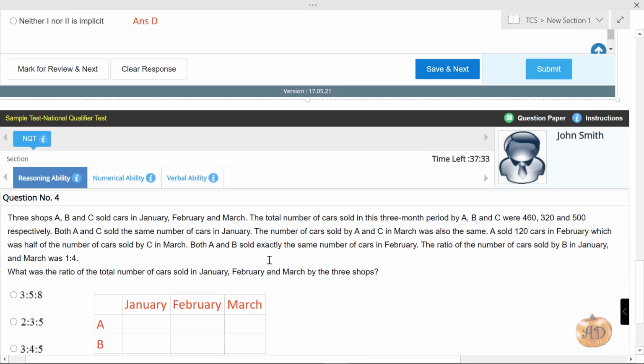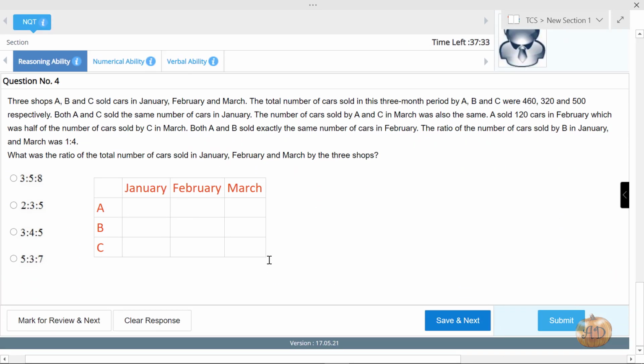Let's move on to the last question. Okay. So it says that three shops A, B and C sold cars in January, February and March. The total number of cars sold in this 3-month period by A, B and C were 460, 320 and 500. Okay, let's write somewhere 460, 320 and C equals 500.